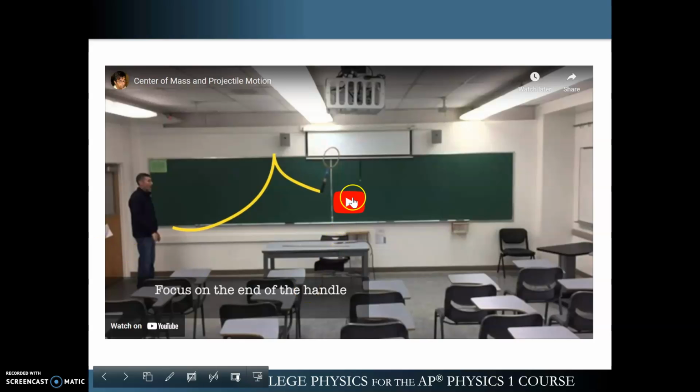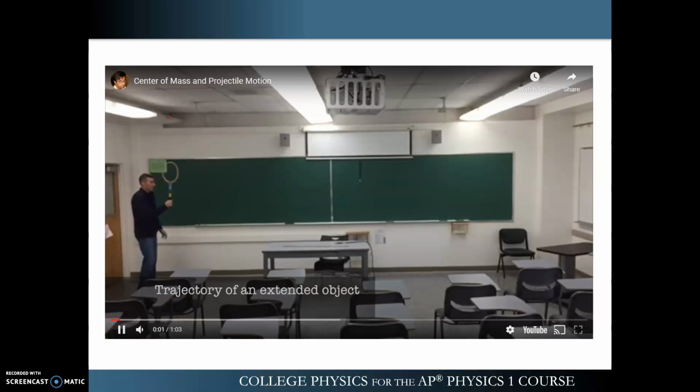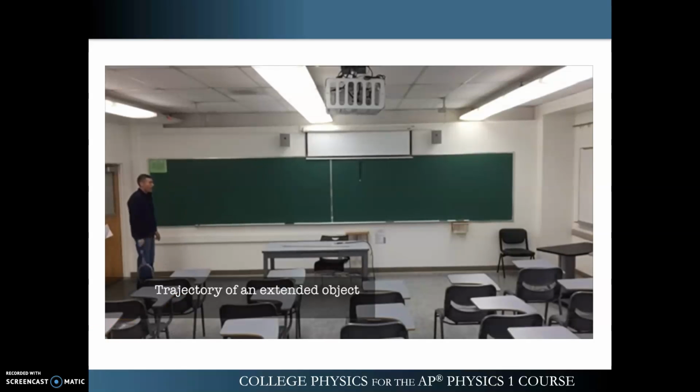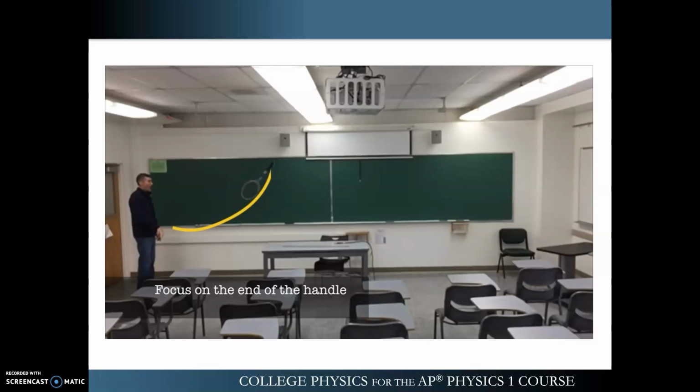So let's see. I wonder if this will work. All right, so here we can trace out the trajectory of an extended object. Here we see a racket, and there we go, being thrown. If we focus at the end of the handle, we see that this racket traces out this kind of funky curve here.